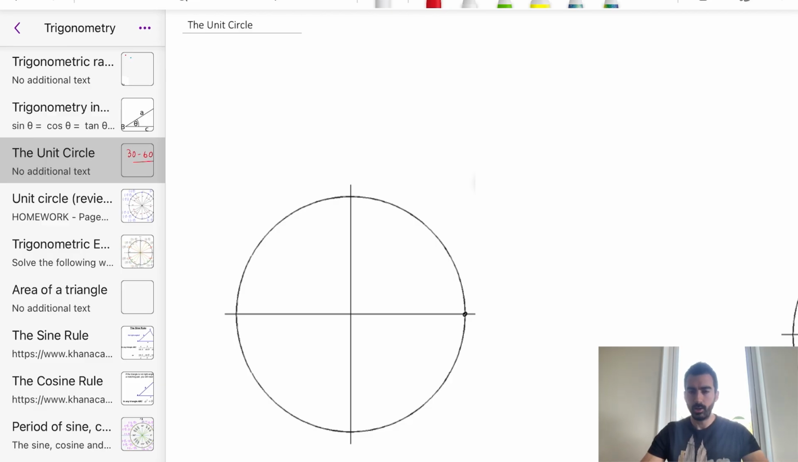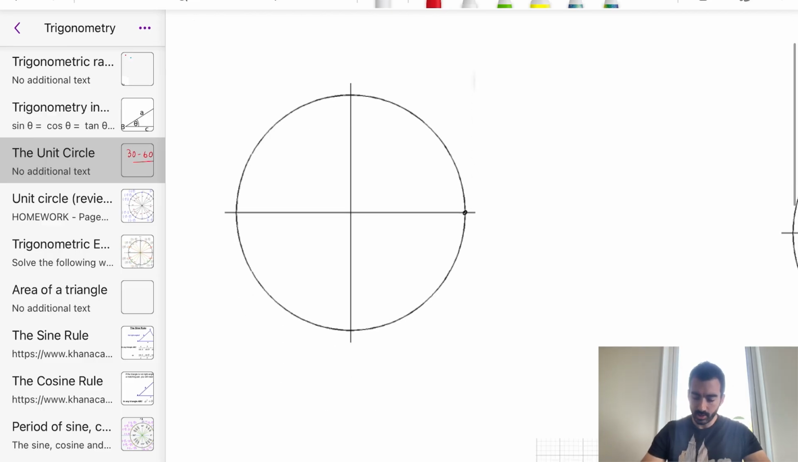Unit circle. It takes those ideas that we learned previously, and it makes them work for all angles, including angles that exceed 360 degrees. So this is an introduction to the unit circle. We're going to start from the beginning.